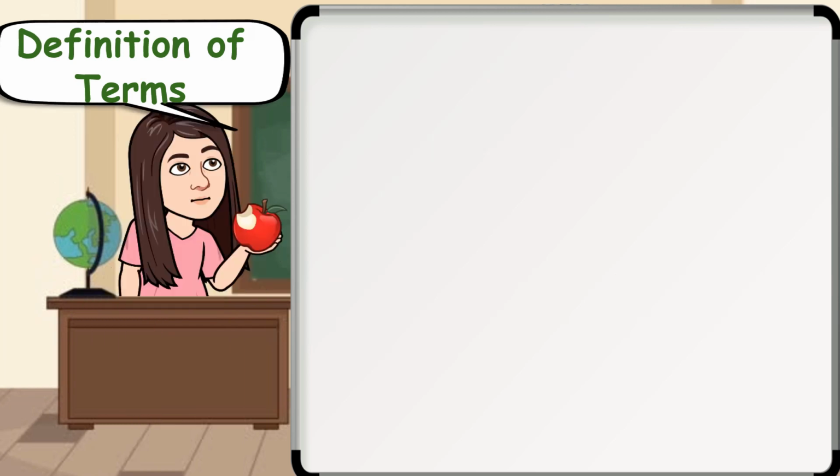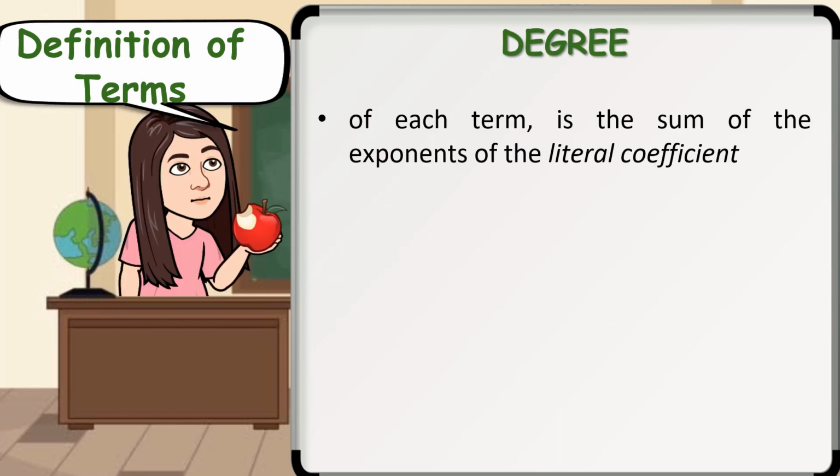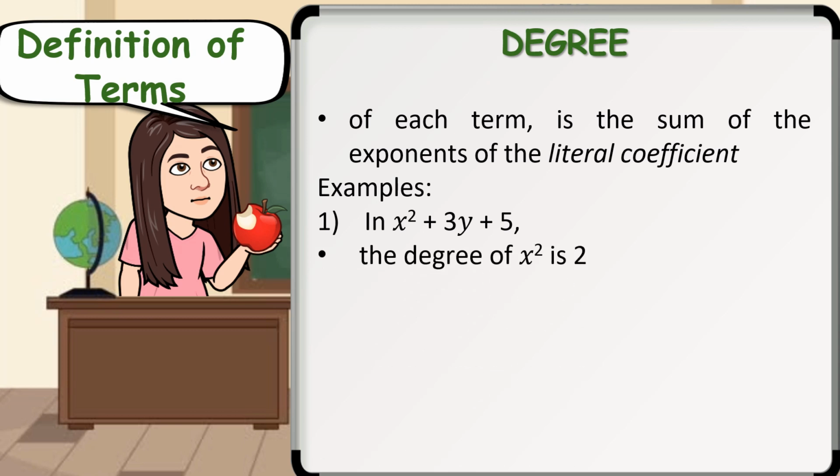And lastly, degree. The degree of each term is the sum of the exponents of the literal coefficient. For example, in x squared plus 3y plus 5, the degree of x squared is 2 because it has an exponent of 2.